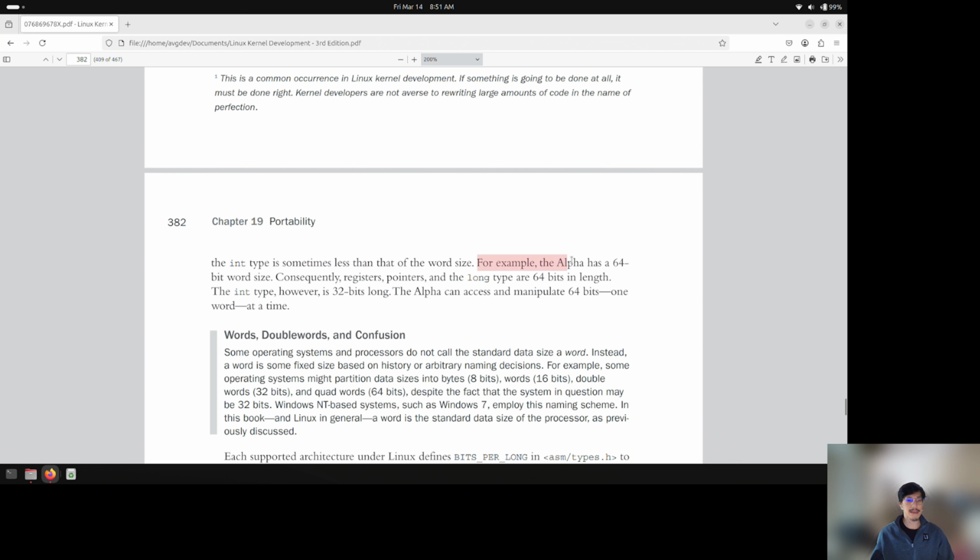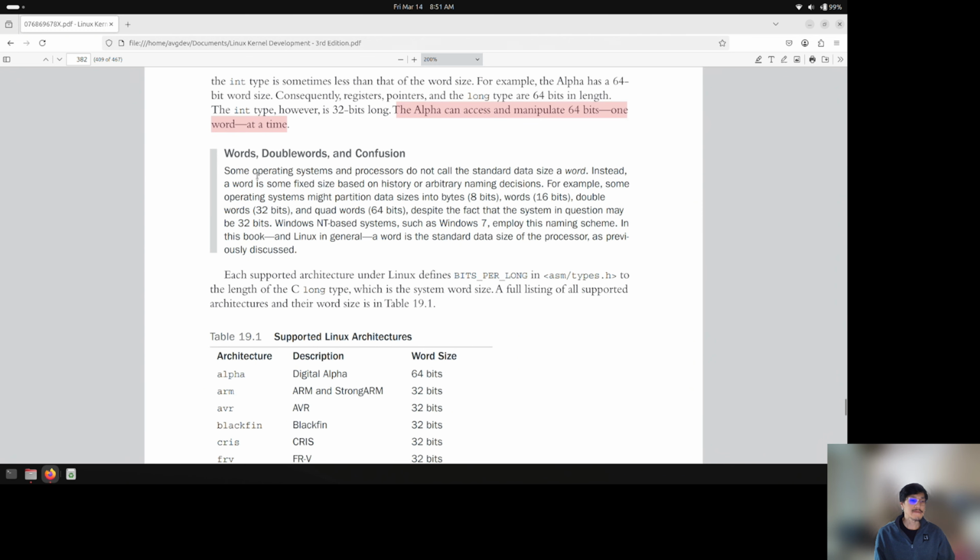For example, the Alpha has a 64-bit word size. Consequently, registers, pointers, and the long type are 64 bits in length. The int type, however, is 32 bits long. The Alpha can access and manipulate 64 bits, one word at a time.